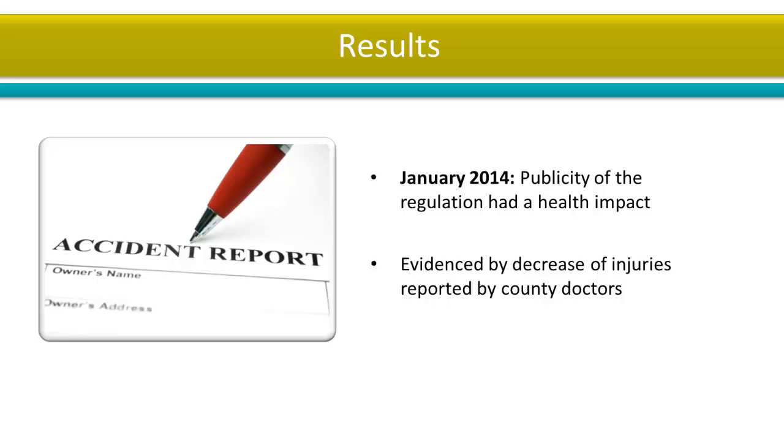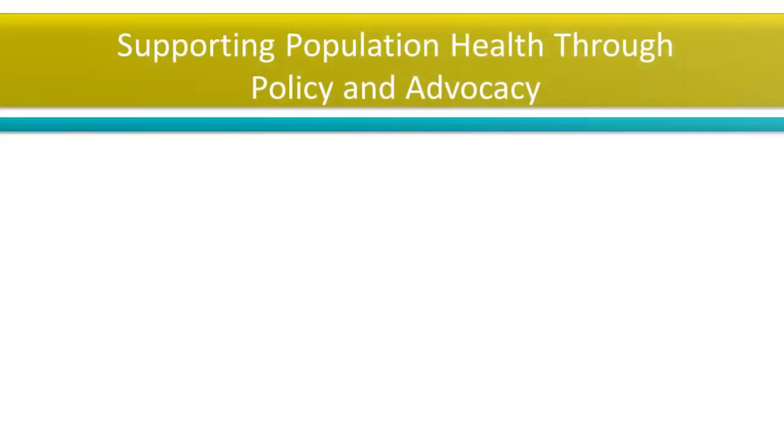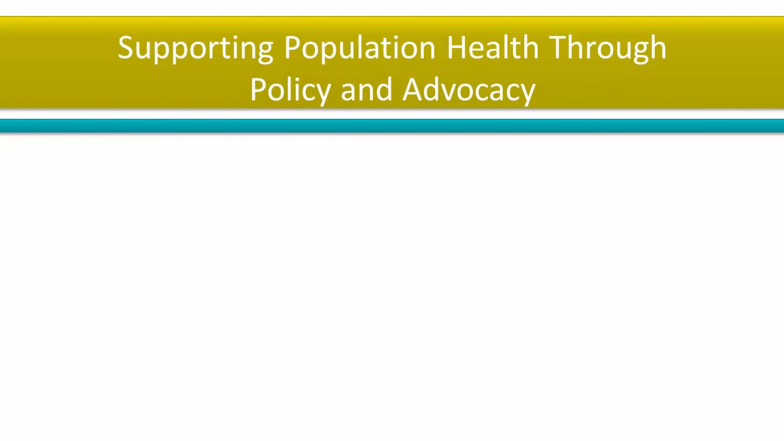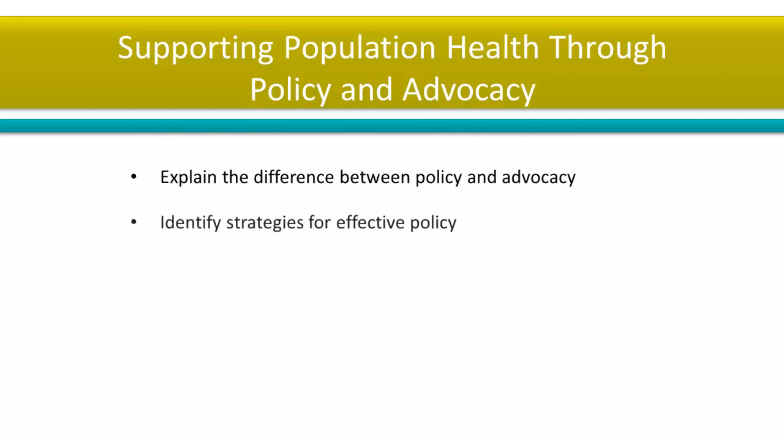You have now completed this module, Supporting Population Health Through Policy and Advocacy. You learned about the differences between policy and advocacy and explored strategies for creating effective public health policy. This concludes the Governance in Action for Public Health course. We hope that you now have a better understanding of the role of boards of health in supporting population health outcomes and strategies for doing so in partnership with your health department and others.